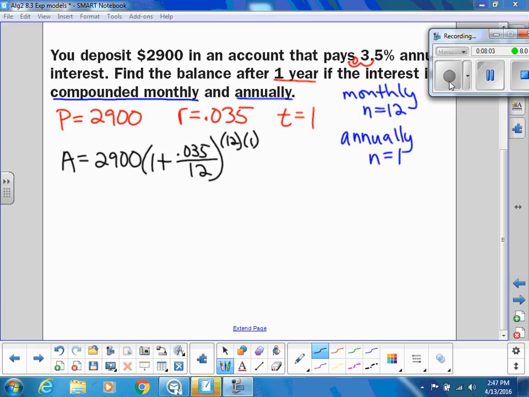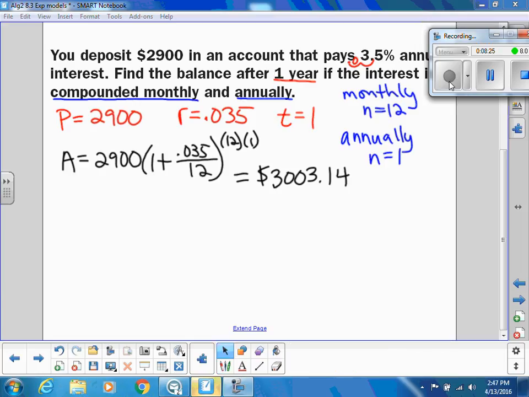So when I did that, I got 3,003.14, and I'm rounding to the nearest cent, so I got to put 2 numbers after the decimal place. Okay, so that's how much will be in my account if I let that 2,900 sit in that account for a year, and my interest is compounded monthly. So now, how would this change if it's annually?